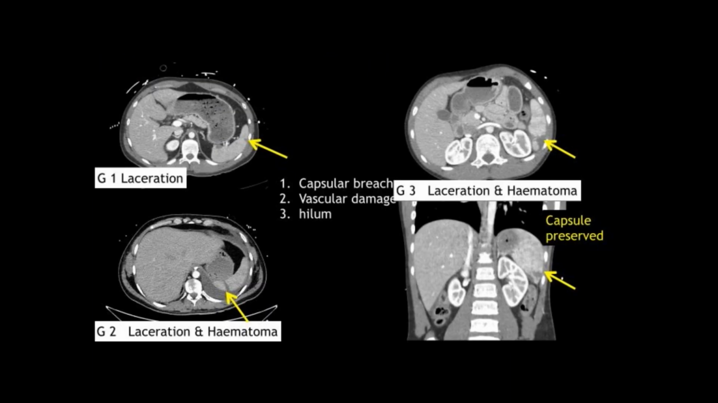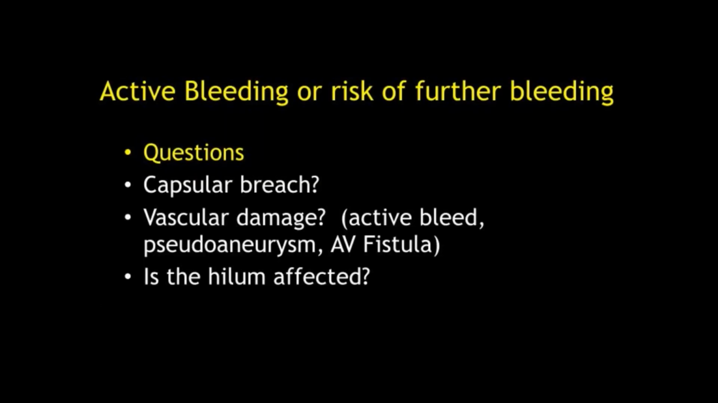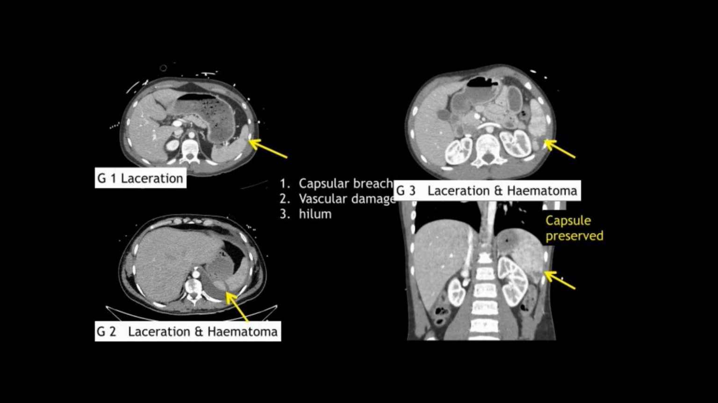So you'll be asking yourself those same three questions when you look at the film. Is there capsular breach? Do you see any evidence of vascular damage, including active bleeding, pseudoaneurysm, AV fistula? And has the laceration gone to the hilum? Same three questions. So here's a patient on the right side, and this patient has got a laceration which is going closer towards the hilum, not actually towards the hilum, but the splenic capsule is actually preserved, and there was no hemoperitoneum. So actually this patient also managed to have conservative treatment.